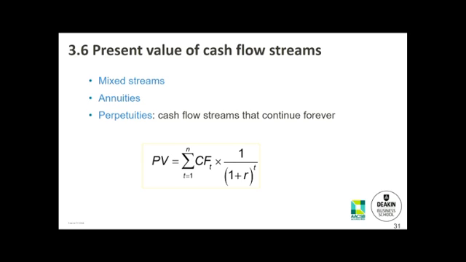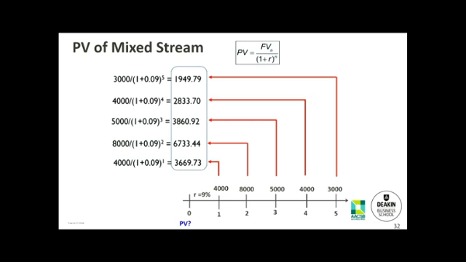Similarly, just like future value, we will have present value of a mixed cash flow stream. We will have present value of an annuity, but most importantly, we will have a special item called perpetuity. I will discuss perpetuity last. First of all, an example: present value of a mixed stream of cash flows. Exactly the same as future value. Nothing special.